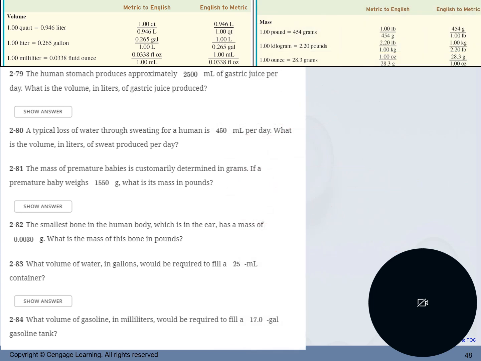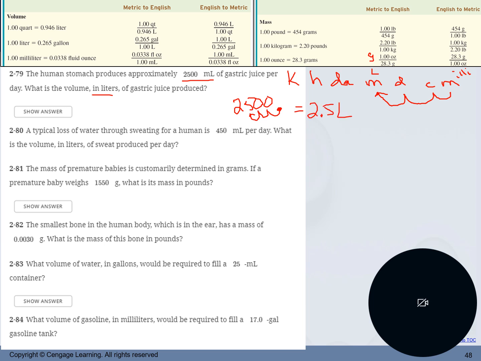I'm not going to do all of these problems here, but I wanted to show you the shortcut that I alluded to earlier, and that is King Henry dancing merrily during cold months. So in the first one, we want to convert milliliters into liters. So milli is right here. Remember, this could be liters, grams, whatever. All I got to do is take my decimal and move it over 3 times to the left. So my number was 250. Decimal is right here. Move it over 3 times in the same direction, and that's equal to 2.5 liters.